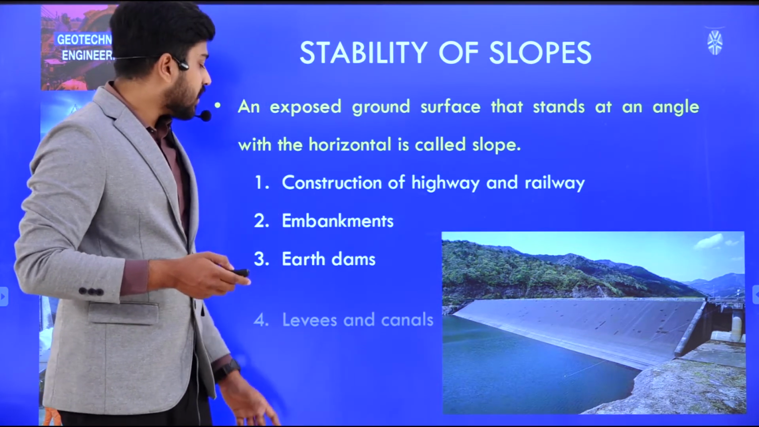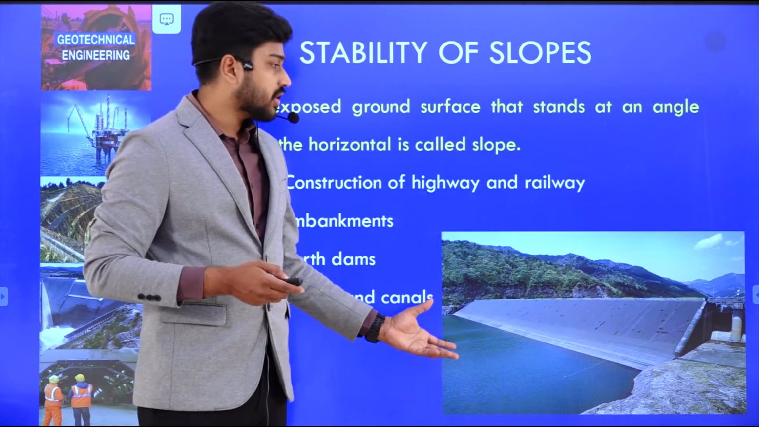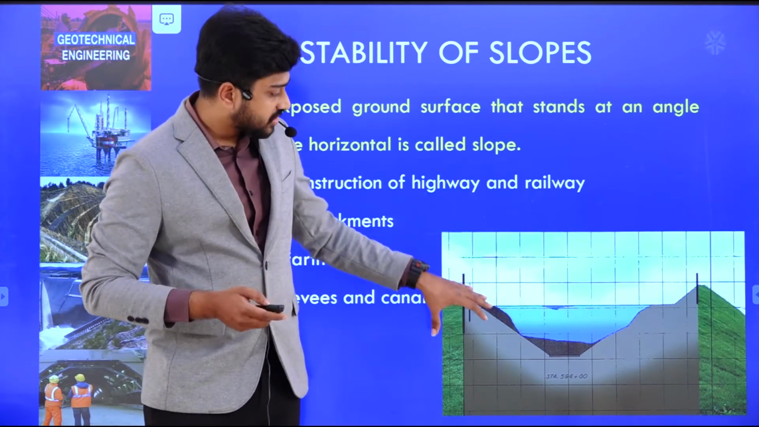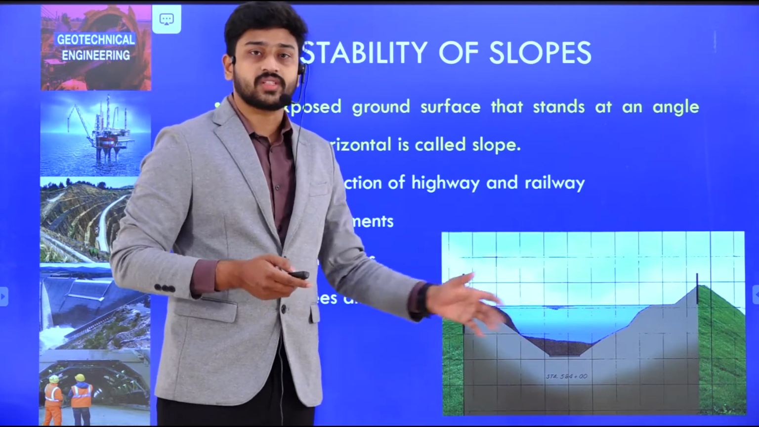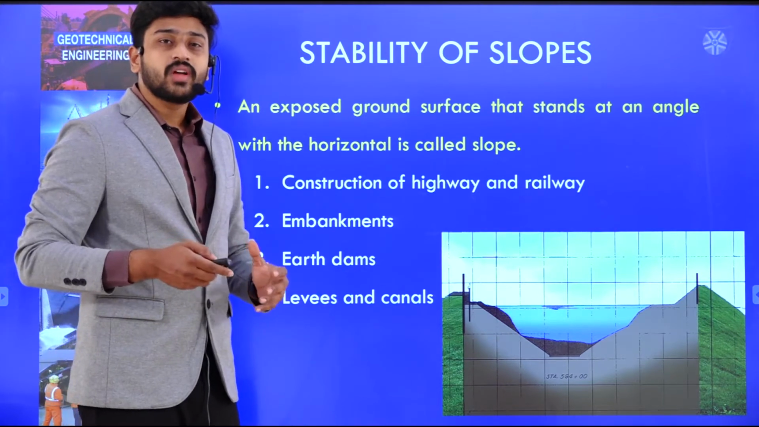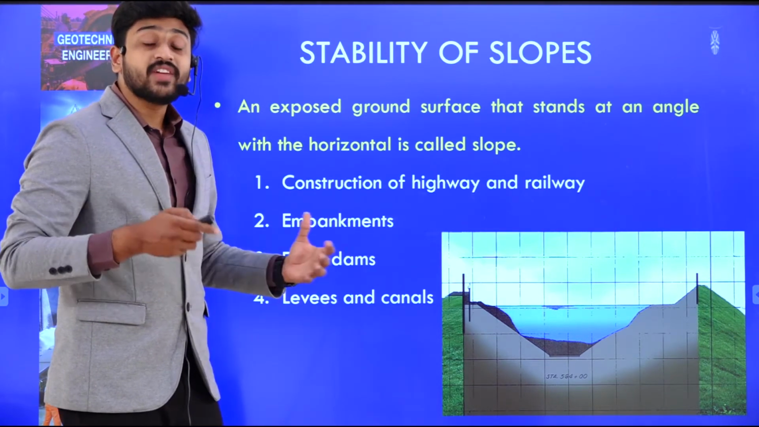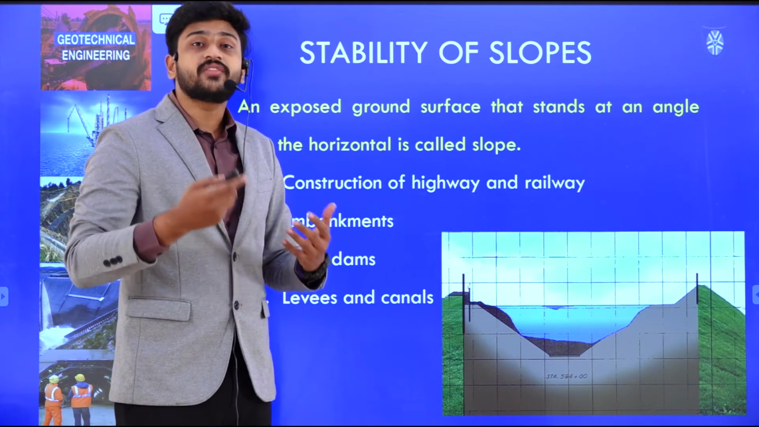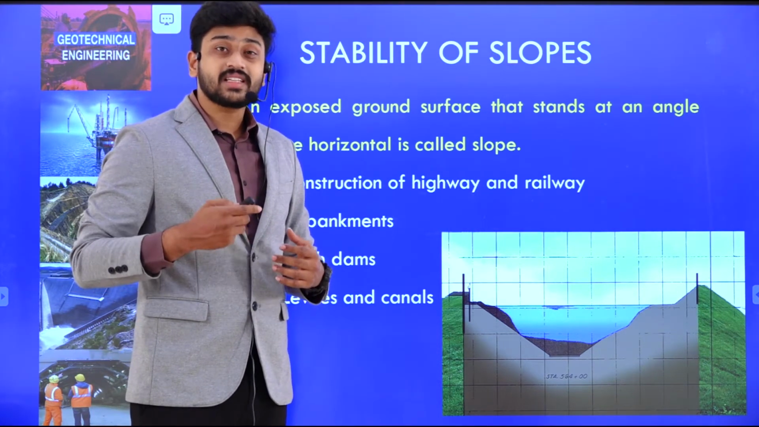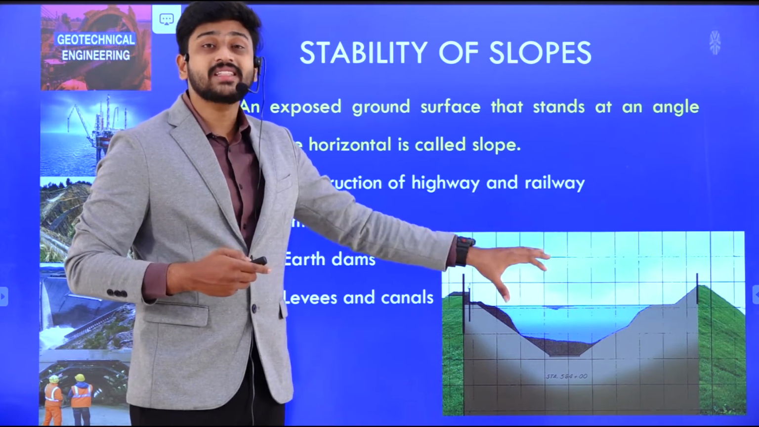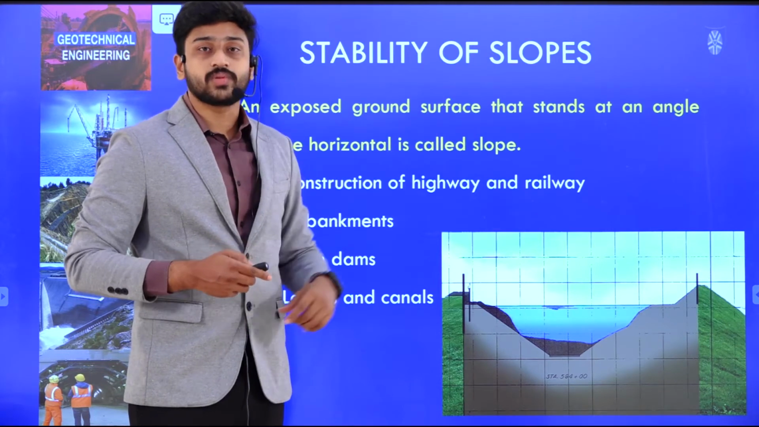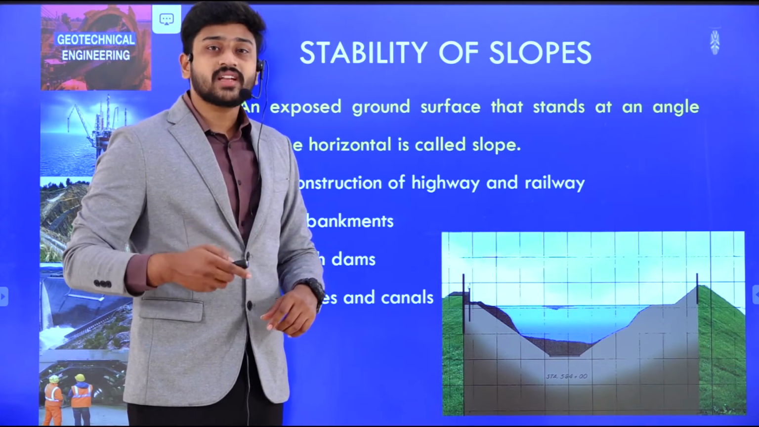The other one is levees or canals. If you look at this particular diagram, any canal that is constructed has to be provided with some sloping surface. In all these aspects, whatever we have seen till now, these will have slopes, and we need to make sure that the slope doesn't fail. As a civil engineer, we must be analyzing these slopes. That is why we are understanding the stability of slopes here. Let us understand this in more detail now.